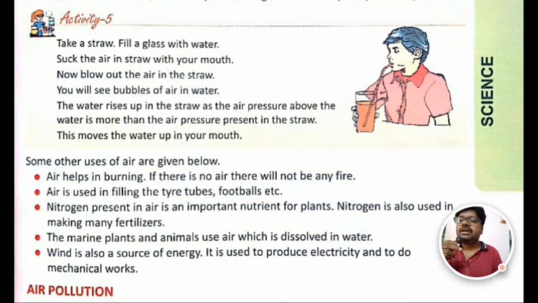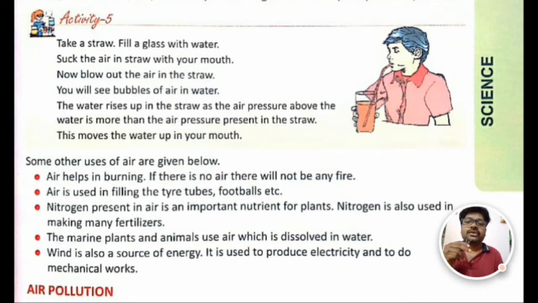You can see there. Air helps in burning. If there is no air, there will not be any fire. Yes, of course. Air is used in filling the tire tubes, football, etc. Next, nitrogen present in the air is an important nutrient for plants.